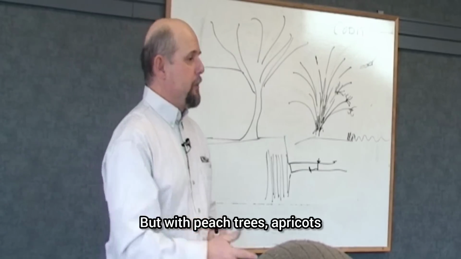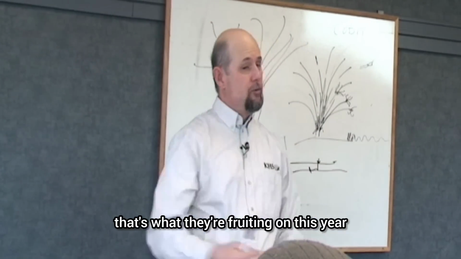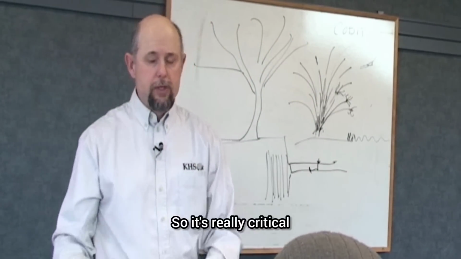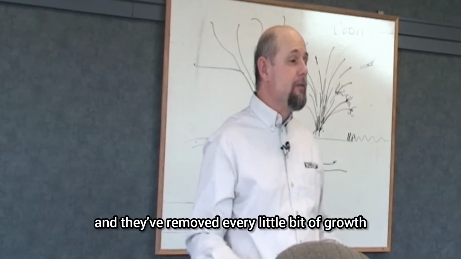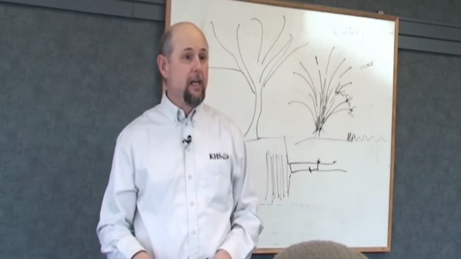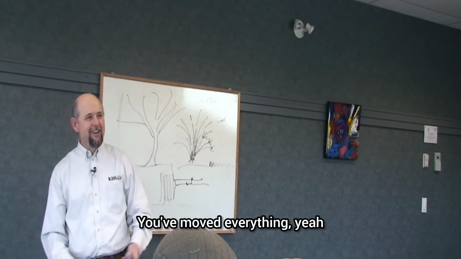But with peach trees, apricots, that sort of thing, you have to keep wood from the previous year, because whatever grew last year, that's what they're fruiting on this year. So it's really critical. We've gone in and seen people prune trees sometimes, and they've removed every little bit of growth from last year. And you go, well, there won't be any fruit this year. Oh, you removed every little bit of fruit. Everything, you know? Yeah, exactly.